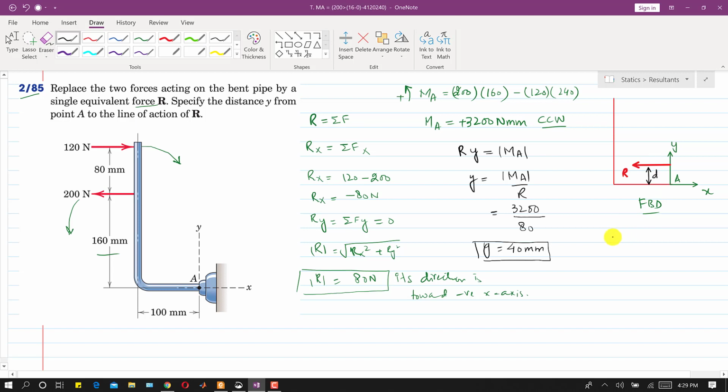This R will produce the same moment, and this is the resultant of those two forces. So we will write the solution like this. We can also write the vector representation of R: R is equal to minus 80 i, in newtons. And the perpendicular distance of this R from point A is equal to 40 mm in the positive y direction. So this is the solution of this problem.